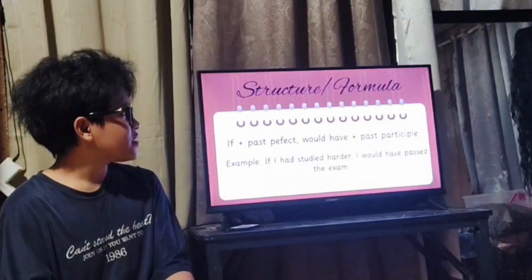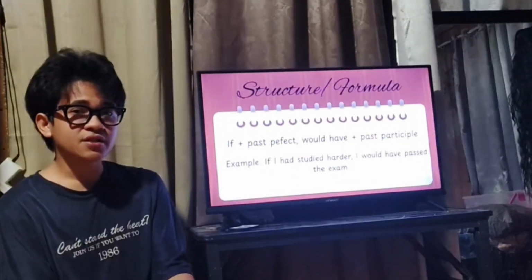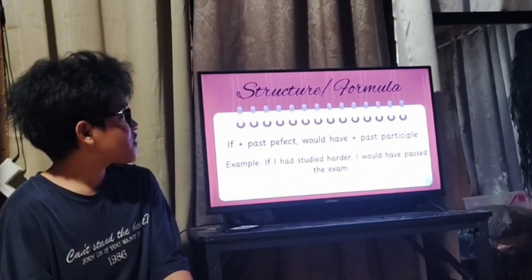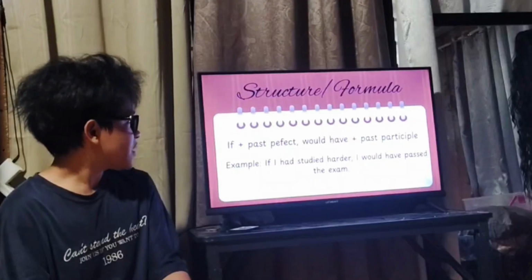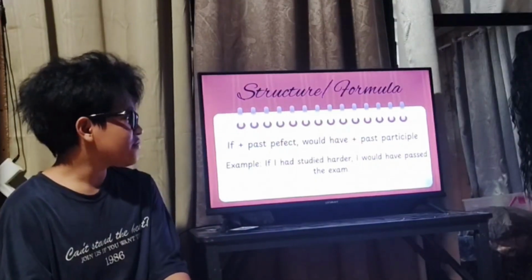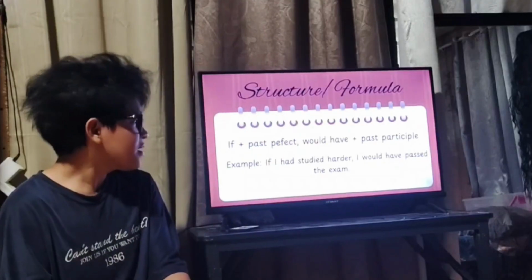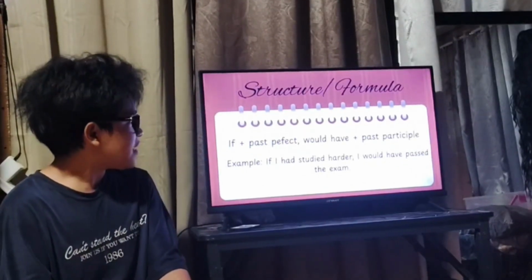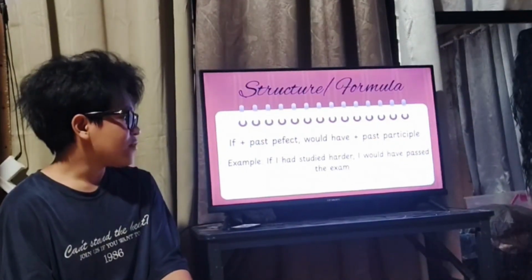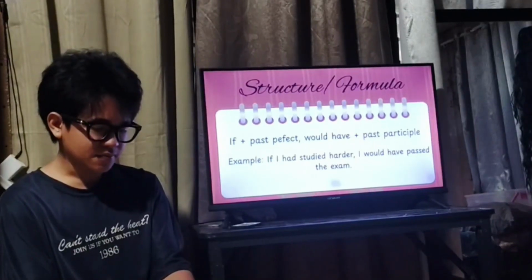Now, how do we form the third conditional? We have here the structure and formula: if plus past perfect, would have plus past participle. Example: if I had studied harder, I would have passed the exam.